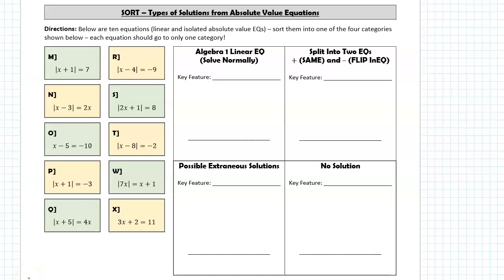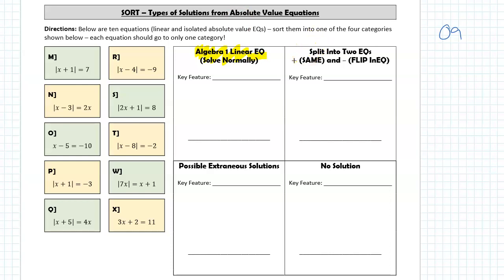Equation sort from topic 09, absolute value equations. We want to sort these 10 equations, some linear, some isolated to absolute value, into the 4 categories that are shown. Category 1 is just linear equations, so Algebra 1 style equations.